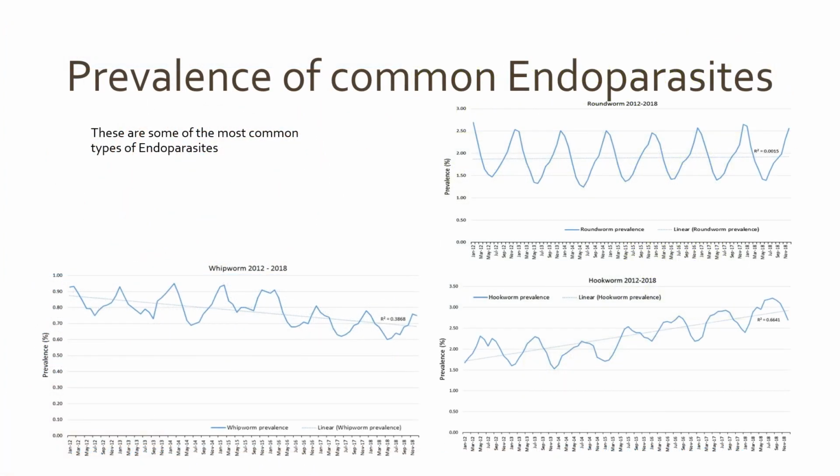So the prevalence of these different common types of endoparasites, for here it shows that roundworm has been going up and down. There's very little consistency in the type of prevalence. Whipworms seem to have gone down just a little bit, not super much. But as far as hookworms, they have gone up in their prevalence over the years.